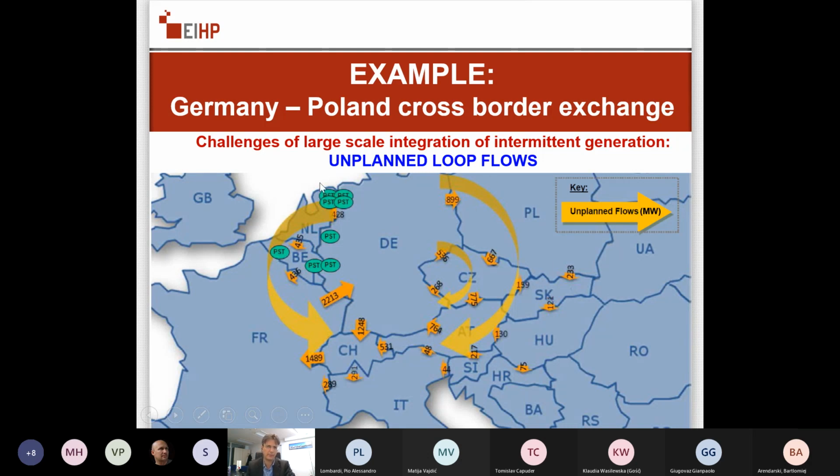Just remember that the massive renewable generation in Germany is in the north and consumption is in the south. So without enough infrastructure in the middle, I suppose. I'm not familiar with German details, but it seems to me like that. And a large part of the electricity flows to the neighboring systems. These arrows are actually numbers of megawatts that were different than initially planned. And this is why these guys on the western borders installed phase shift transformers to better control these unplanned loop flows.